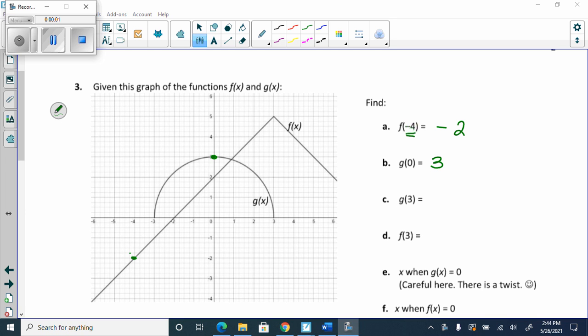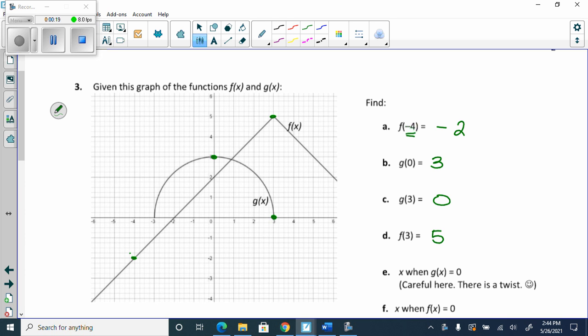And then g of 3. We go to 3. We follow it up. Well, we don't have to. It's at 0. F of 3. So I go to 3 and I follow it up to the f, and it's at 5.